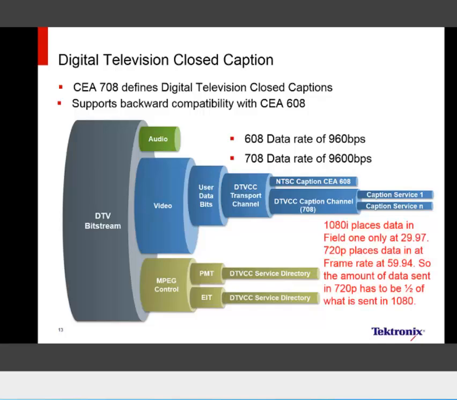So what we end up with is, for, let's say, a 1080 transmission, we insert the captions only in field 1 at the frame rate of 29.97. But in a 720 broadcast, we're going to insert the captions still at frame rate, but the frame rate happens to be 59.94. So the amount of data in a 720 package has to be half the amount that's sent in a 1080, because we're sending it twice as often, because we still need to maintain that 9600 bits per second throughout the entire time we're doing this.